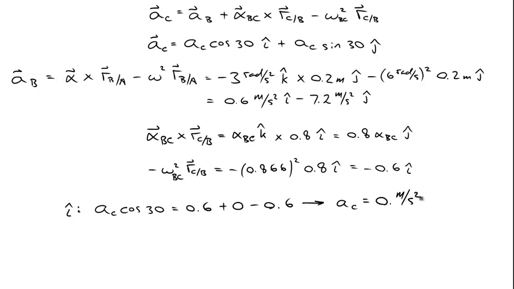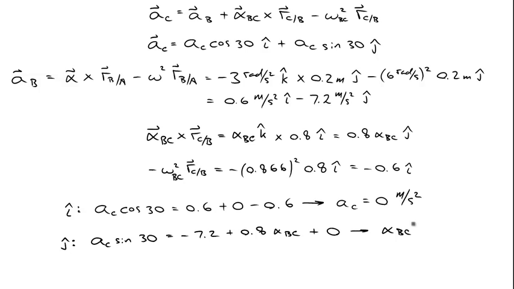And I'll do the same thing in the j-hat direction. For AC, I'll have AC sine of 30, and that will equal for the acceleration of B in the j-hat direction, a negative 7.2. And with this cross product, I'll have in the j-hat direction now plus 0.8 alpha BC. And finally, for this last term, I have no components in the j-hat direction, only acting in the i-hat direction, so I'll just add a 0 to that. And since AC is 0 meters per second squared, I can solve for alpha BC.